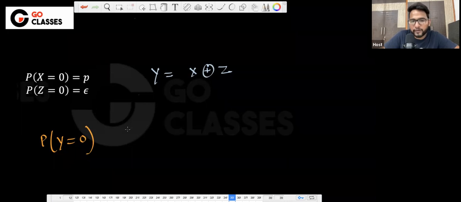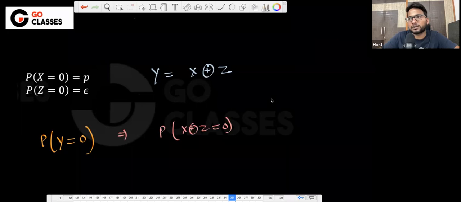So what to do here? This is the same as saying probability of X XOR Z equal to 0. And X and Z are independent. So can you tell me when X XOR Z will be 0? I think when both are 0 or both are 1, right? So that is the same as saying both are 0 or both are 1.